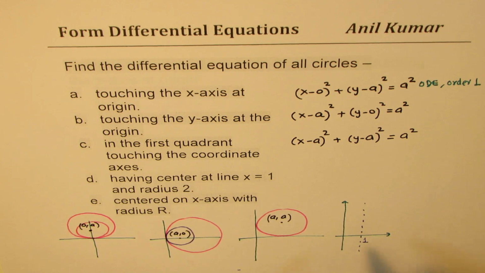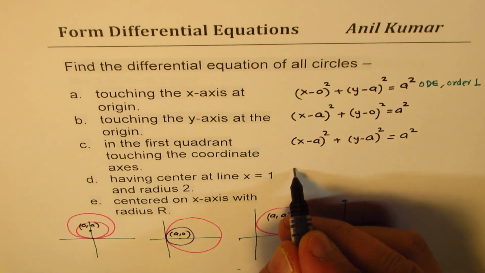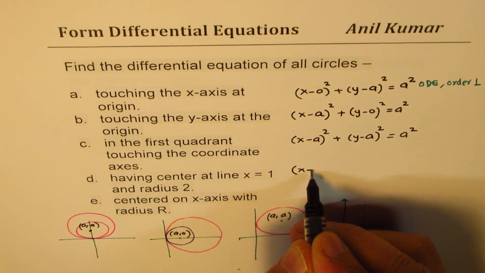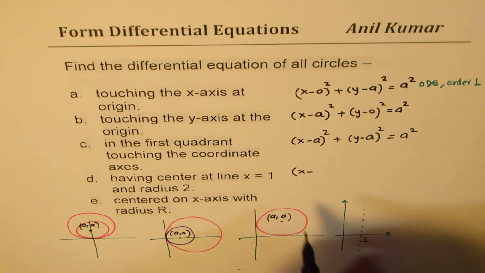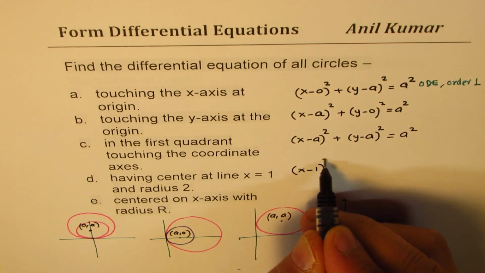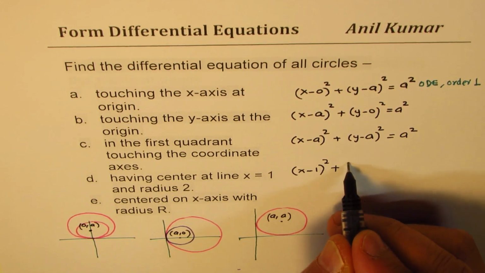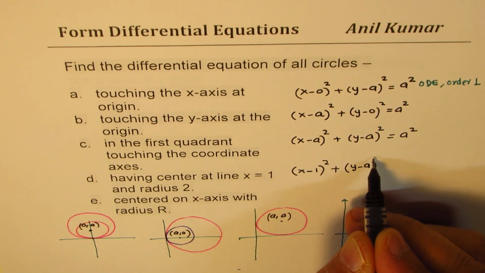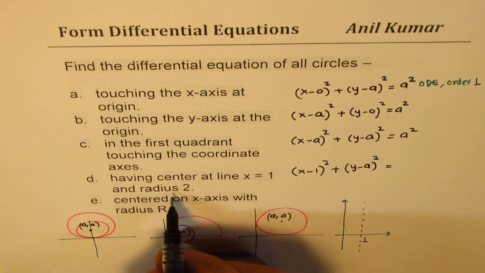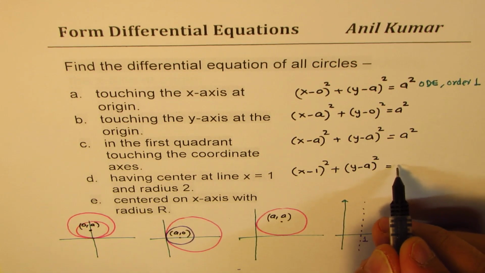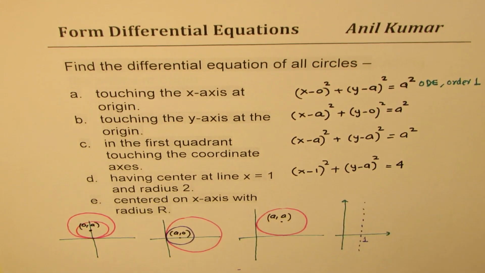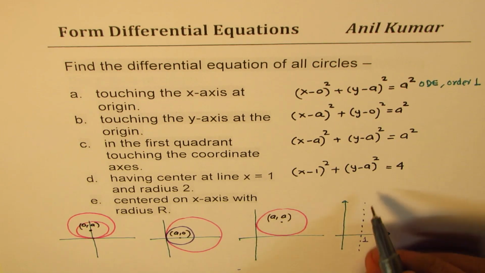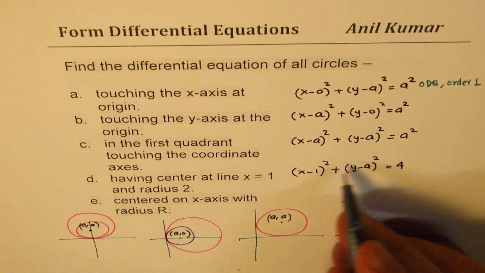Is it okay? So we could write this as x minus, x value will always be 1, square plus y value changes. So we will write this as y minus a whole square equals a square. And we are given a radius of 2. So that will be 2 square, which is 4. You get an idea. So again, we do have a circle whose equation is kind of like this.